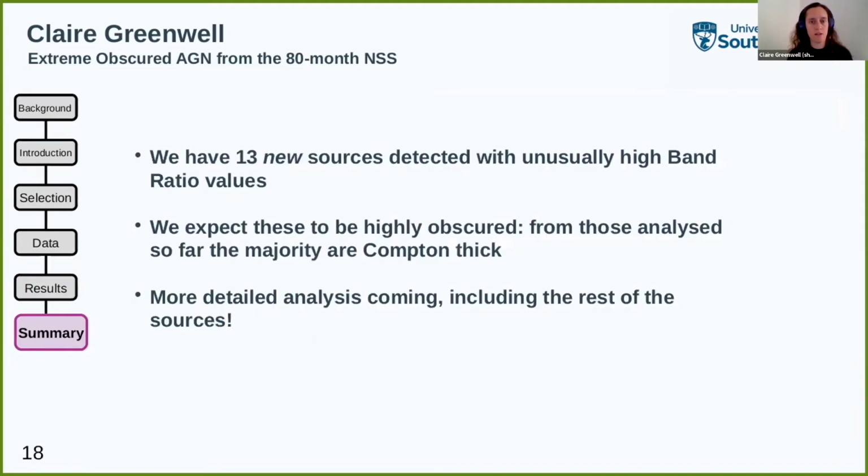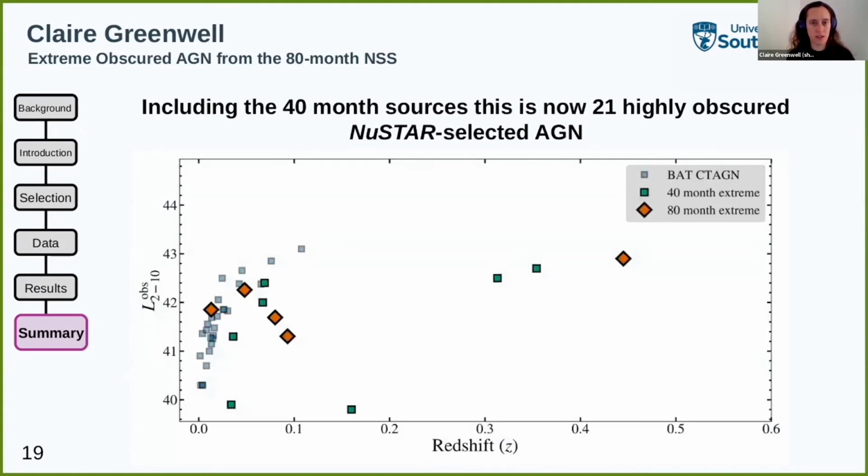So in summary, we have 13 new sources that are detected with unusually high band ratio values. We're expecting these to be highly obscured, and from the ones analysed so far, it does look like the majority are Compton thick. There'll be more detailed analysis coming, including with the rest of the sources. But here's just a quick illustration of what we've got.